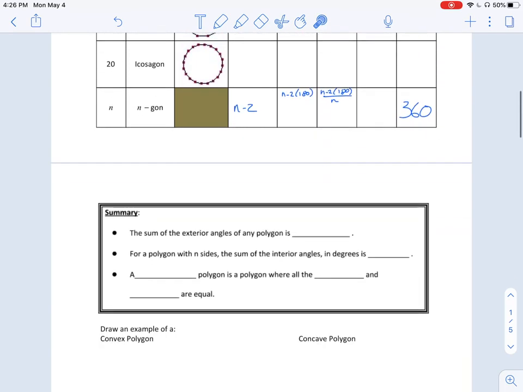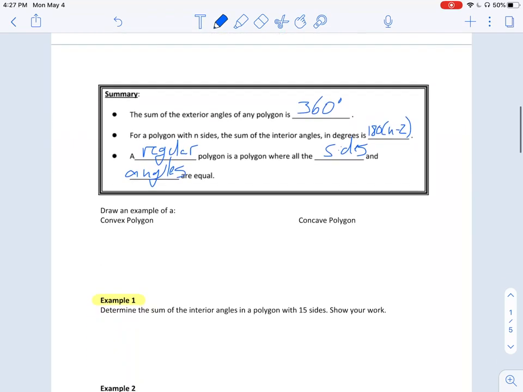So in summary, the sum of the exterior angles of any polygon is 360 degrees. For a polygon with n sides, the sum of the interior angles in degrees can be found by 180 multiplied by n minus 2. A regular polygon is a polygon where all the sides and angles are equal. So I'm just going to dive right into some examples here.